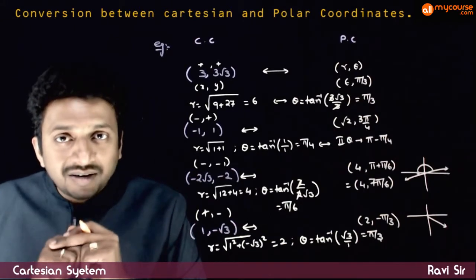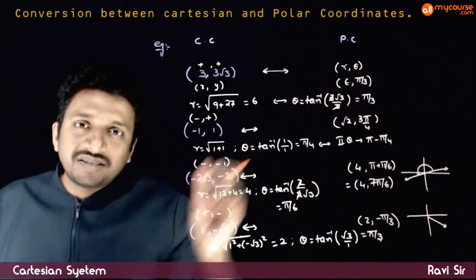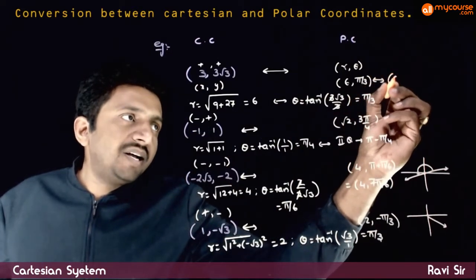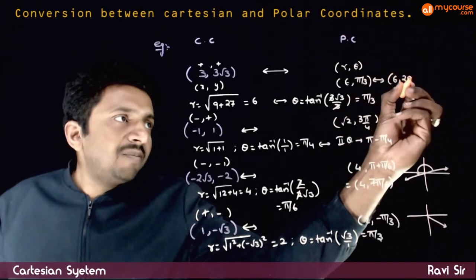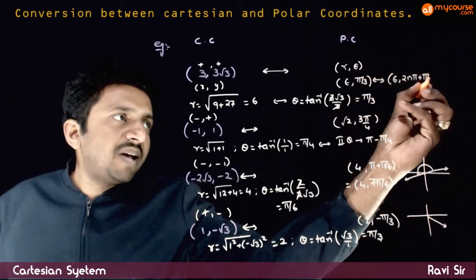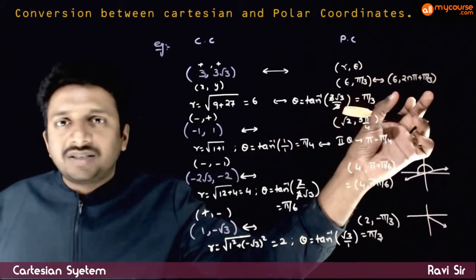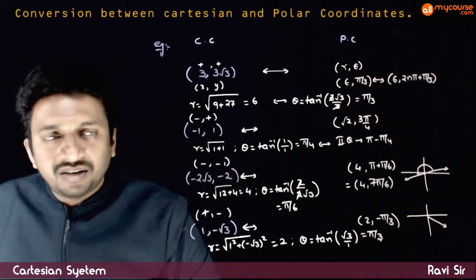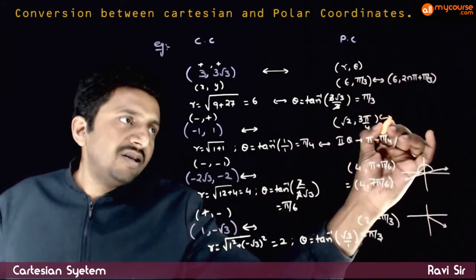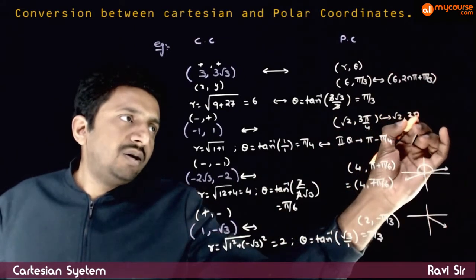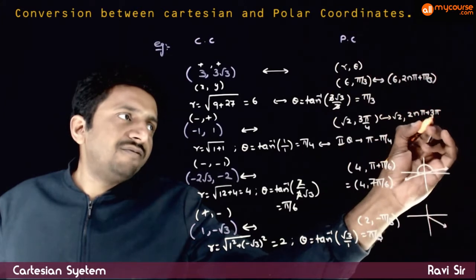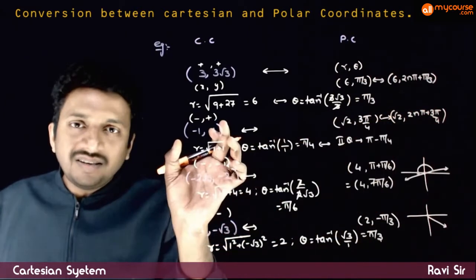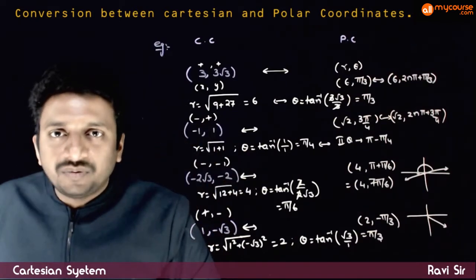The important thing that you need to understand is the polar coordinates are not unique. So 6 comma pi by 3 can be written as 6 comma any number of 2 pi's plus pi by 3. All these points correspond to the same Cartesian coordinate 3 comma 3 root 3. Similarly, root 2 comma 2n pi plus 3 pi by 4, all these coordinates represent the same point -1, 1.